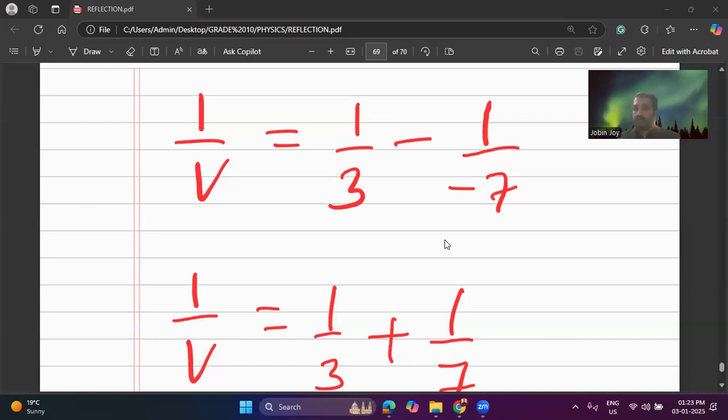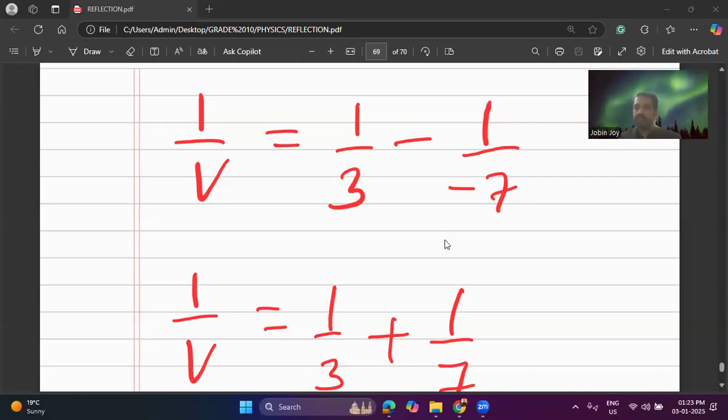Law of reflection is important: angle of incidence will be equal to angle of reflection. Then sign convention is very important. The side near the reflecting surface will be negative, and the side opposite to the reflecting surface will be positive. Above the principal axis, the sign will be positive. Below the principal axis will be negative.